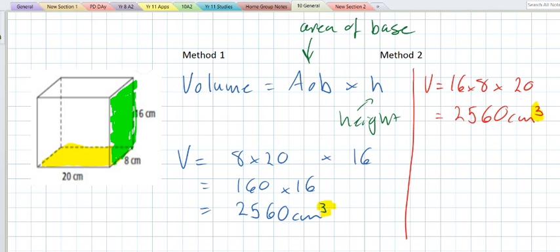Is that method 2, the red part? Yes, method 2 is the red part. So we just use a different base.